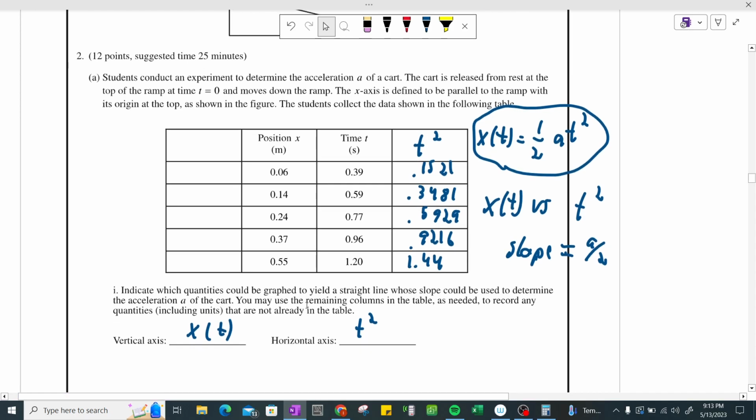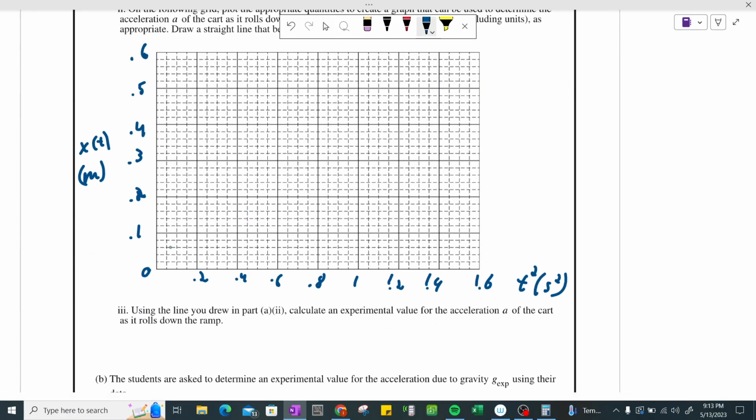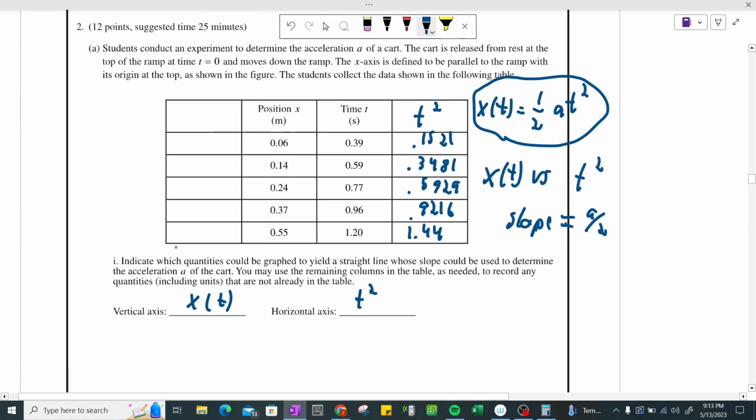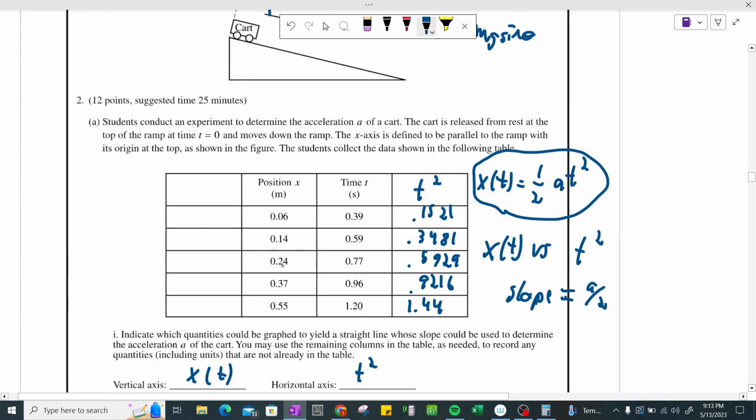Since it was asking to do something that yields a straight line, we should be able to get a straight line here. So the first one is 0.15 and 0.06. So that's going to be right there. Our second point was 0.35 and 0.14.